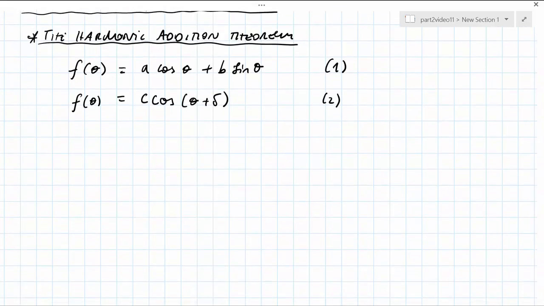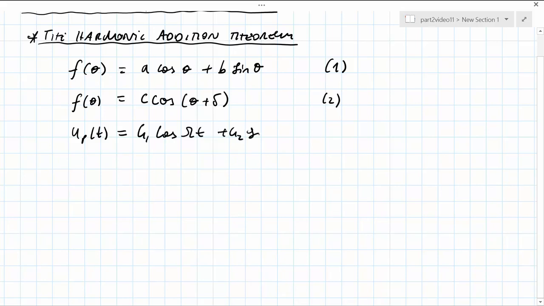Using this theorem, we will then show that the particular integral up(t) equal to g1 cosine omega t plus g2 sine omega t can be written as up(t) equal to u0 sine(capital omega t minus phi).